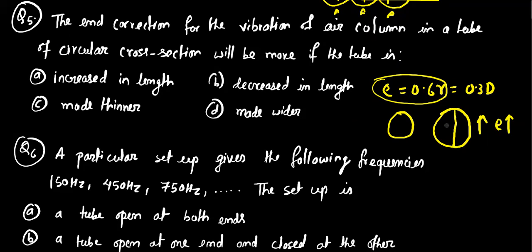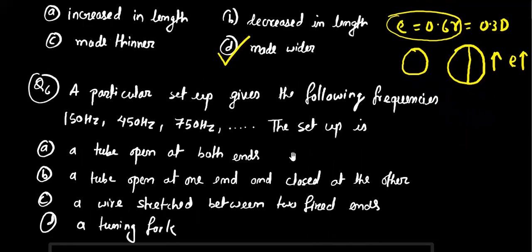Okay, so diameter refers here to the wideness of the tube. So if we want to increase the end correction, we have to make the tube wider. So option D is the correct option.